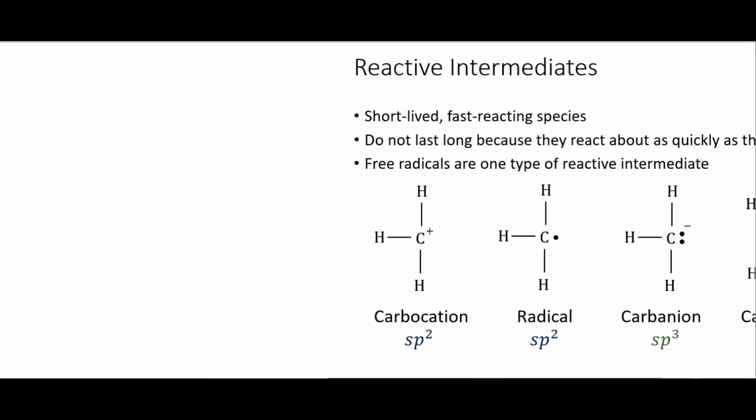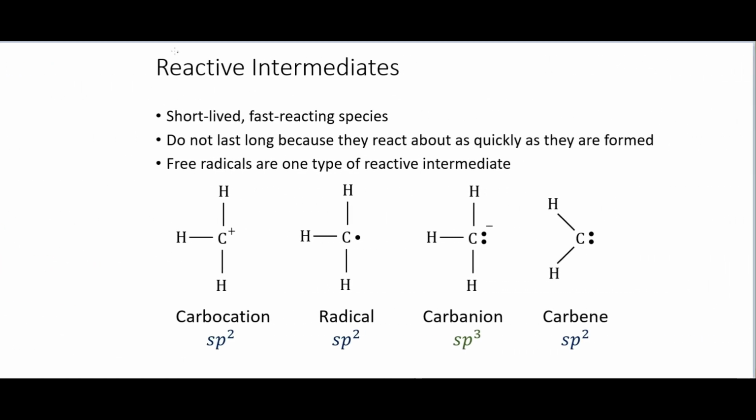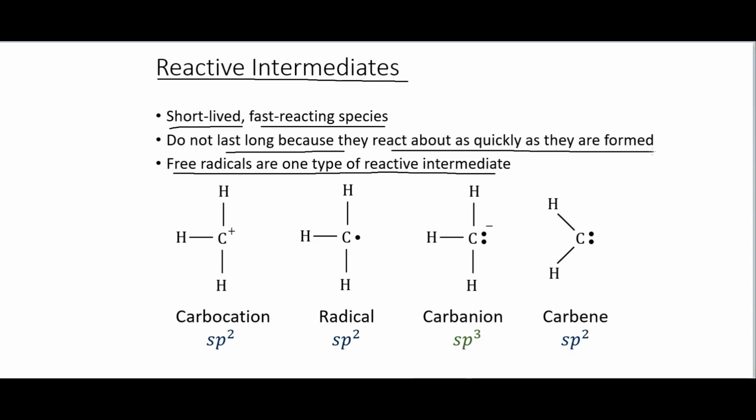All right, so now we're going to change gears a little bit. I've been using this term here, reactive intermediates, of which the radical is one of them. So free radicals are one type of reactive intermediate. A reactive intermediate is just a short-lived, fast-reacting species. They do not last long because they react about as quickly as they are formed. And so you're never going to have a beaker full of one of these things.